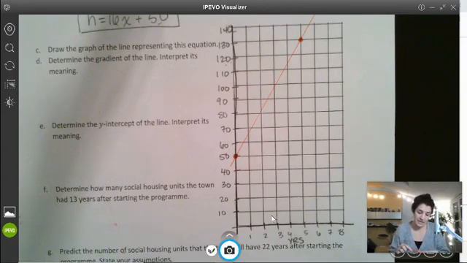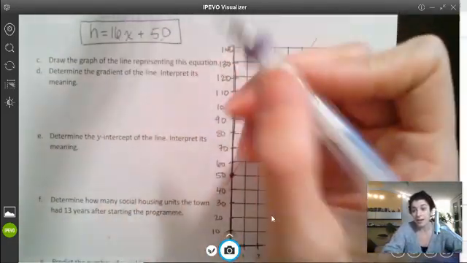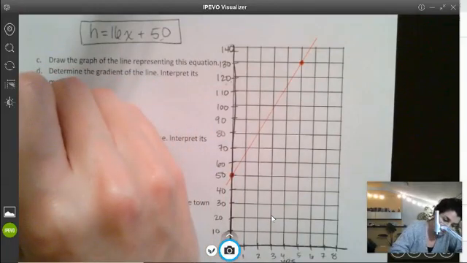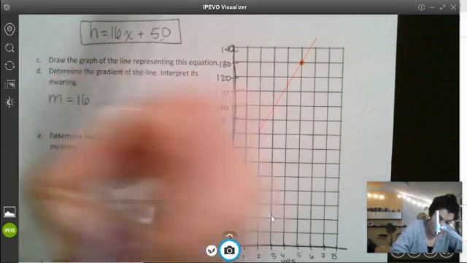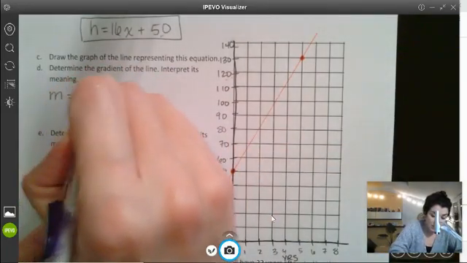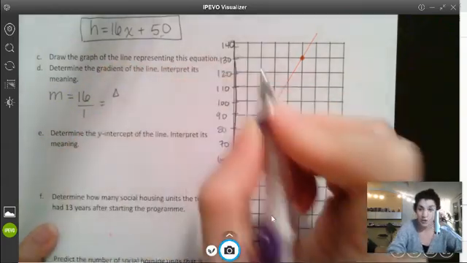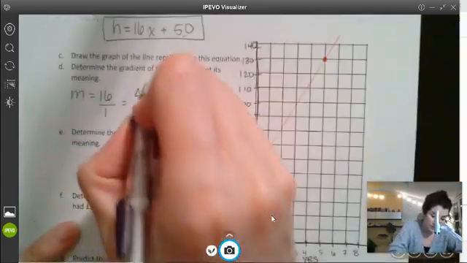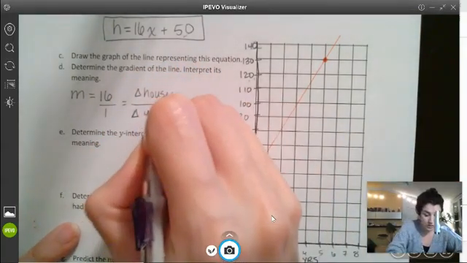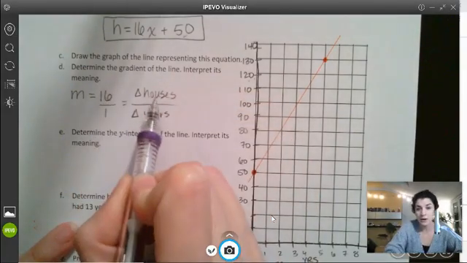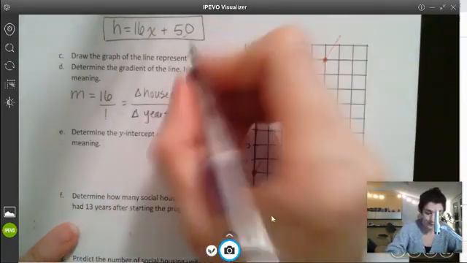Determine the gradient of a line and interpret its meaning. Well, we've already got our equation in gradient-intercept form, so we can just grab the number in front of x, and the gradient is 16. And interpret its meaning. Remember that that's over 1, and that's the change in y values, and y is houses, over the change in x value, which is years. So that's 16 houses for every year.